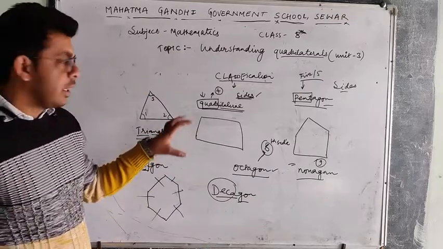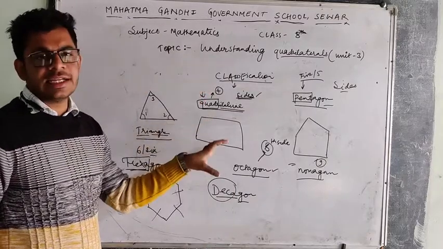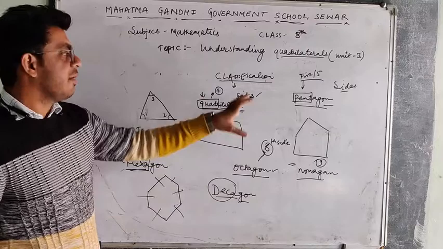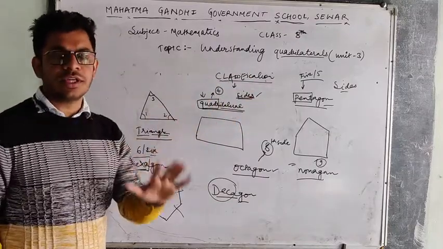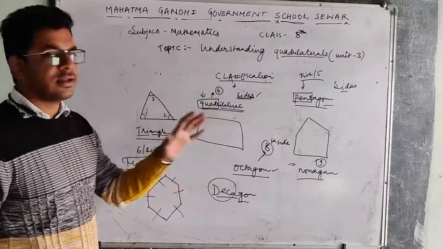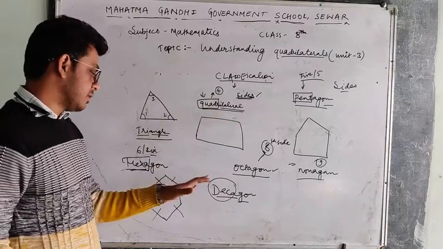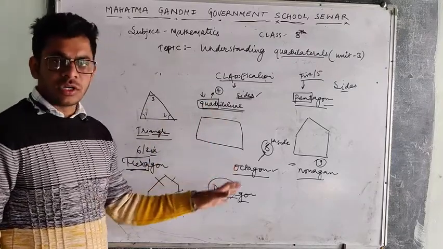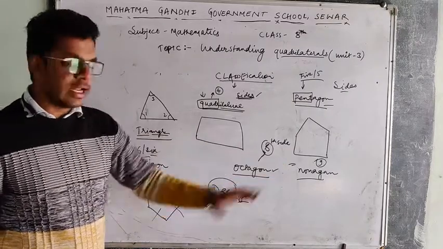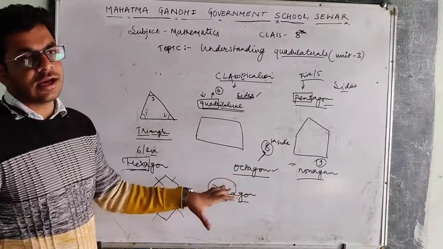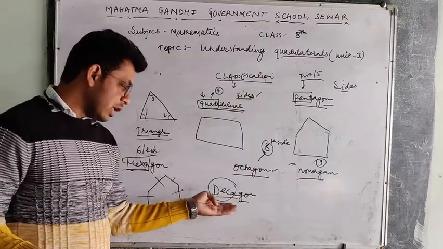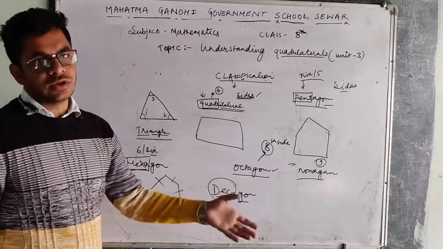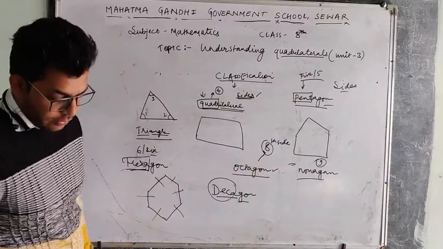So, according to the number of sides any structure has, we have a classification of polygons. 3 sides, triangle. 4 sides, quadrilateral. 5 sides, pentagon. 6 sides, hexagon. 8 sides, octagon. 9 sides, nonagon, and 10 sides, decagon respectively. There are structures with more than 10 sides that also exist in polygons.